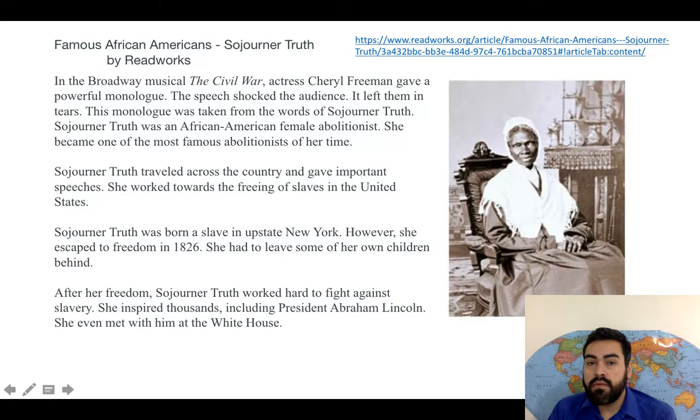So The Civil War is a Broadway musical. It's a musical that's happening now. It's just like a show people go to, and it's talking about the Civil War that happened in the United States. Like around the 1800s, there was a fight in the United States between the northern states and the southern states over slavery. Obviously, the northern states won, but we refer to those events as the Civil War. I don't know how much you've learned about it. You'll probably learn more about the Civil War in like fourth, fifth, the upcoming grades.